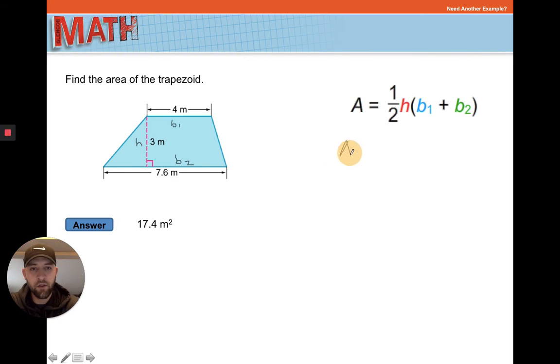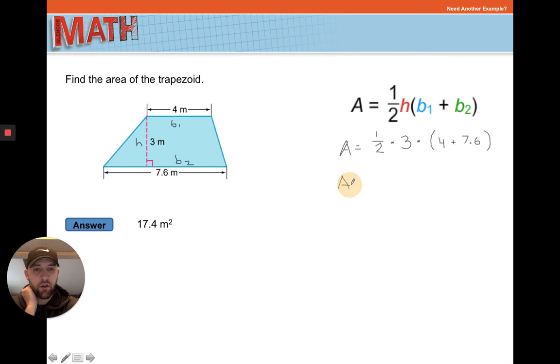Okay, so area is equal to 1/2 times the height. So I'm going to go ahead and multiply by my height, which if I look over here is 3. And then I'm also going to multiply that by base 1 plus base 2, which are in parentheses. Base 1 in this case is up here, 4. And then I add, on the bottom, base 2, which is 7 and 6/10. All I did was plug in what the problem gave me. Now I can go ahead and work on my formula.